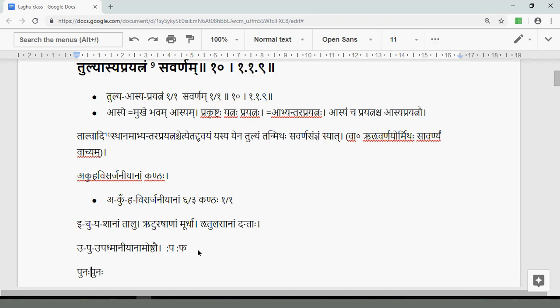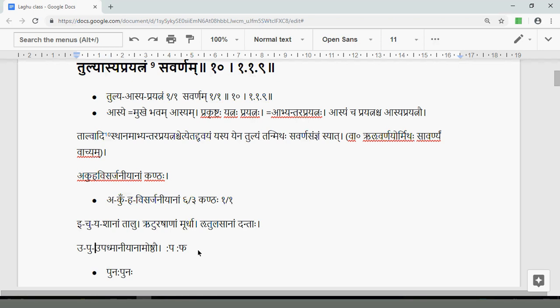This particular visarga here is called upadmaniya visarga. That visarga which precedes the pakara or phakara, they are put together, and both of them are pronounced as punaf punaha. That pronunciation is what is called upadmaniya.